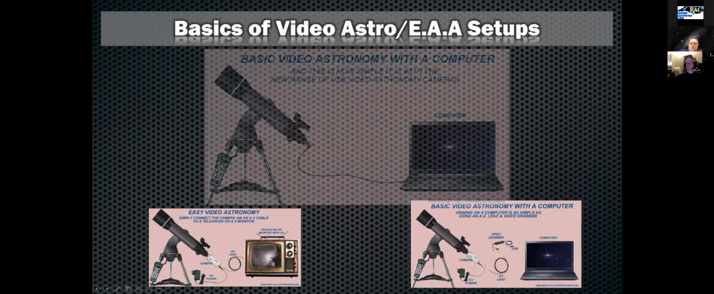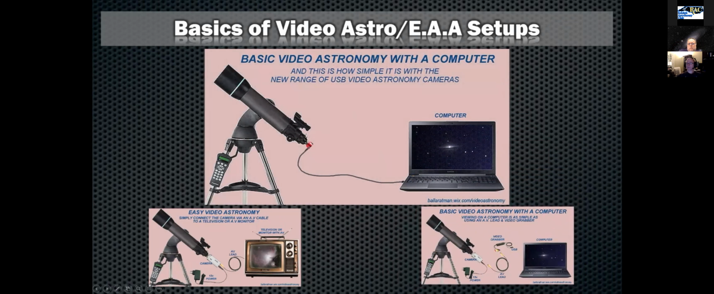And then lastly, now with some of the more advanced and more modern cameras, it's becoming a little bit easier. Pictured is a ZWO camera here in the ZWO red, where it's just one single cable from the scope to the computer. But those are the very basic setups for EAA, or video astronomy.